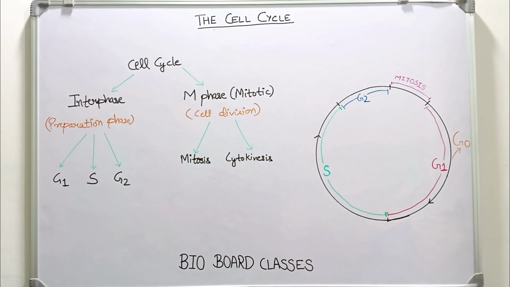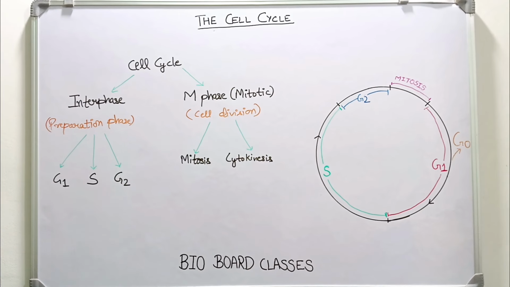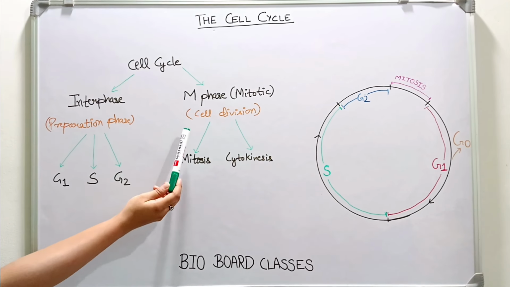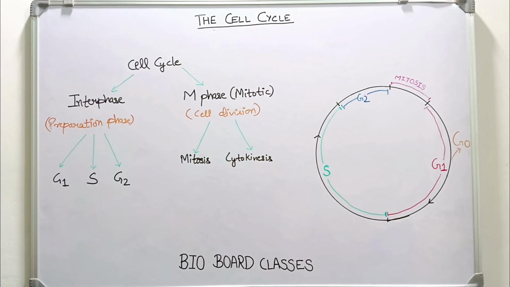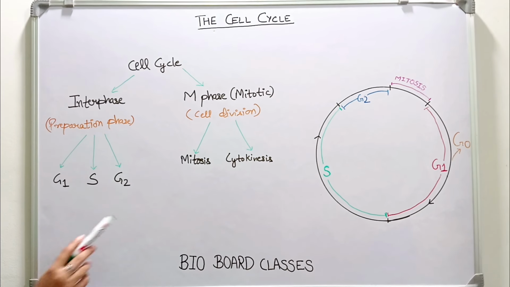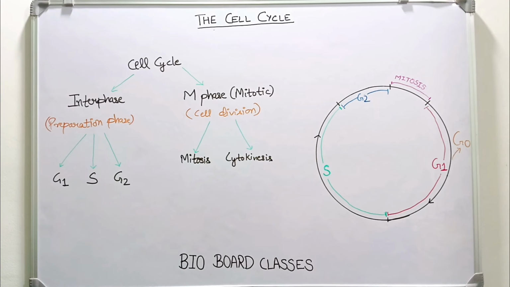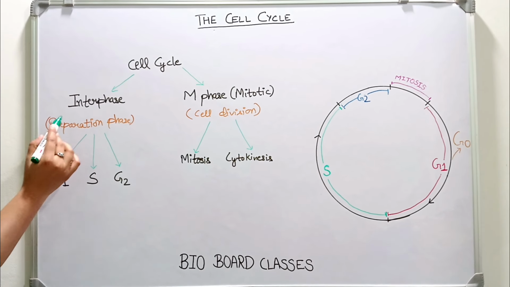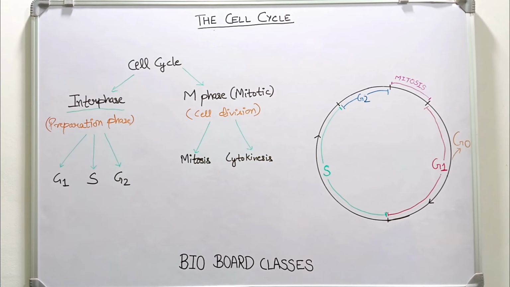The cell cycle is divided into two main phases: interphase, where the cell prepares for cell division, and the M phase, mitotic phase, where the actual cell division occurs. During interphase, the cell goes through stages like G1, S, and G2, and the M phase includes mitosis and cytokinesis, where the nucleus and cytoplasm divide respectively. In today's video, we are focusing only on the interphase, and we will talk about mitosis in the next video.